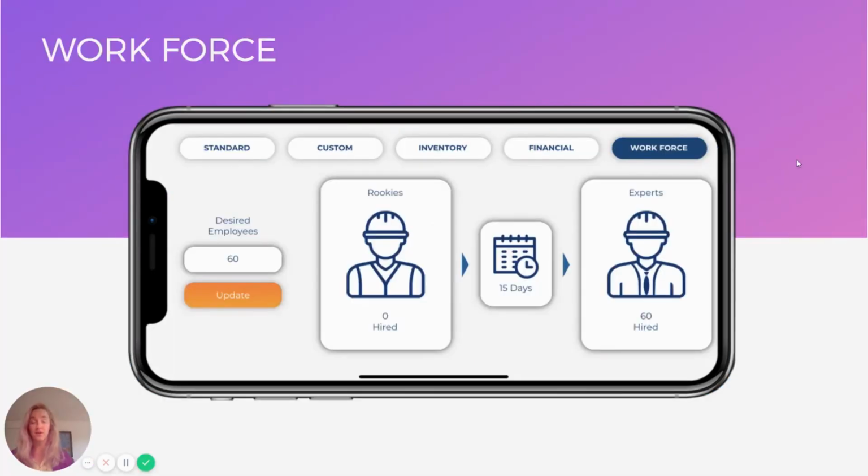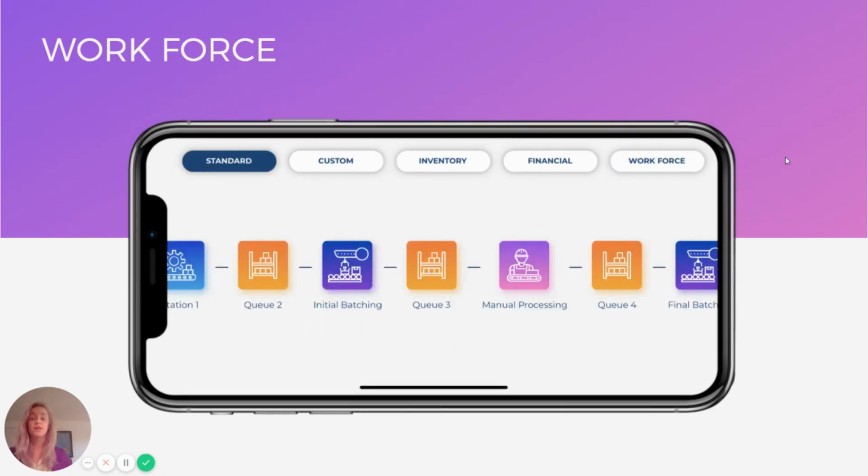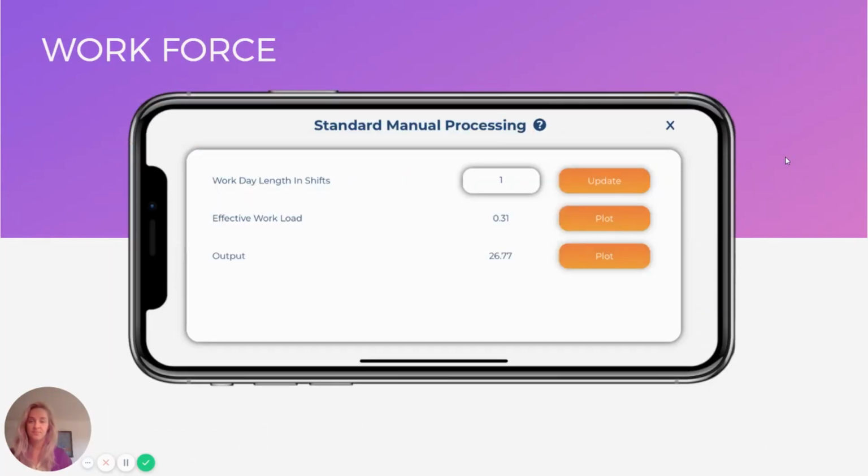From the top navigation bar, you can access the workforce. You'll come here when you want to change the number of employees. Remember that it takes time for rookies to become experts, at which point their salaries and productivity will increase. If you don't wish to increase the size of your workforce and instead make your current employees work longer hours, you can change the length of their work shifts in the manual processing station located on the standard production line. Keep in mind that working longer shifts means that overtime needs to be paid, and overworked employees could quit.